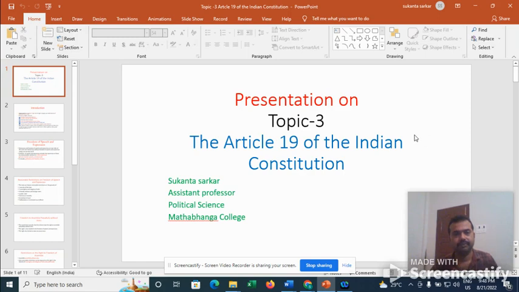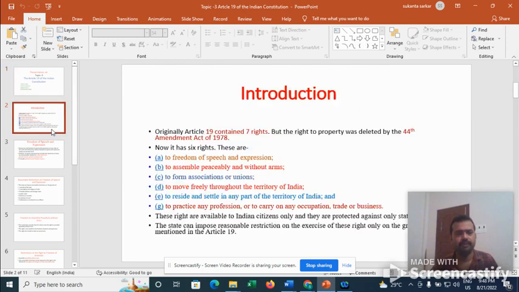Today, I will introduce topic 3 of my course, Article 19 of the Indian Constitution. Here, I will discuss the 6 kinds of right to freedom that are guaranteed by Article 19 of the Indian Constitution. Originally, Article 19 contained 7 rights, but the right to property was deleted by the 44th Amendment Act of 1978. Now it has 6 rights.